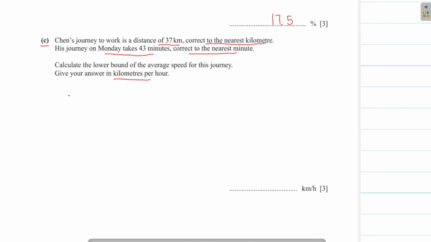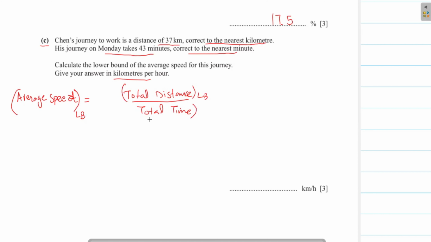You see here the average speed of the journey is equal to total distance divided by total time. We write here average speed equal to total distance divided by total time. But we have to find the average speed in lower bound value. Therefore, the lower bound of average speed will be equal to the total distance in lower bound, but total time in upper bound. The total distance given here is 37 kilometers.